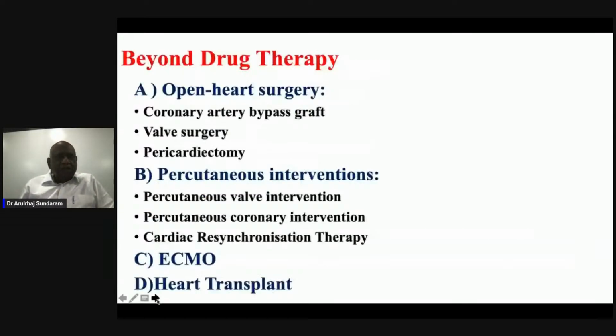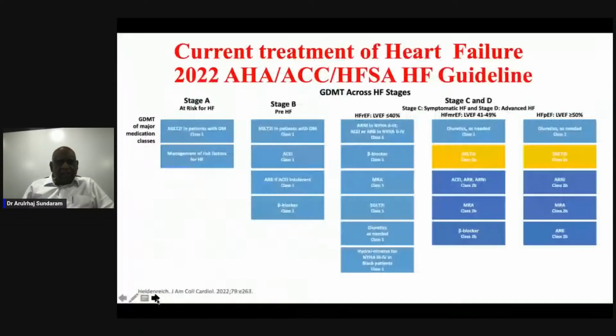Beyond drug therapy, we have open heart surgery, CABG, valve surgery, pericardiectomy, and there can be percutaneous interventions like valve intervention, coronary intervention, or cardiac resynchronization therapy. ECMO can be used, and a heart transplant is the ultimate option. And this is the system being followed by the American Heart Association, American College of Cardiology, and Heart Failure Society of India, giving guideline-directed treatment in heart failure.